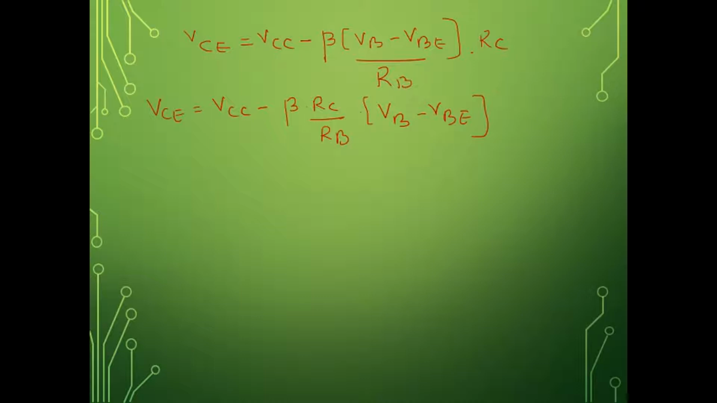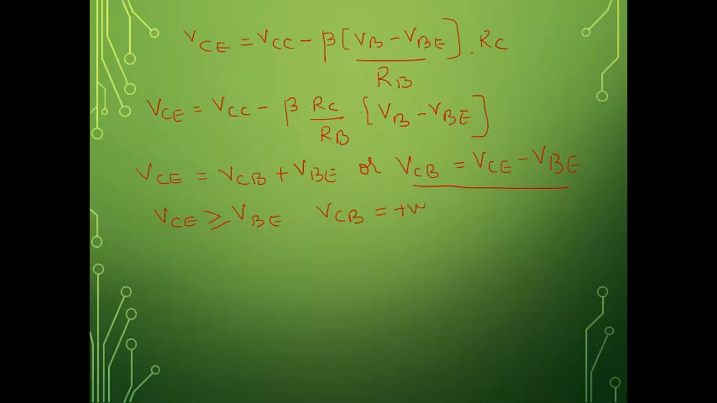In a transistor, we have three junctions, that is collector to emitter, collector to base and base to emitter junction. So the collector to emitter voltage, in terms of the junction voltages, we can write as VCB plus VBE, or we can express VCB as VCE minus VBE. So in this expression, if our VCE is greater than or equal to VBE, we get VCB, which is either positive or 0.